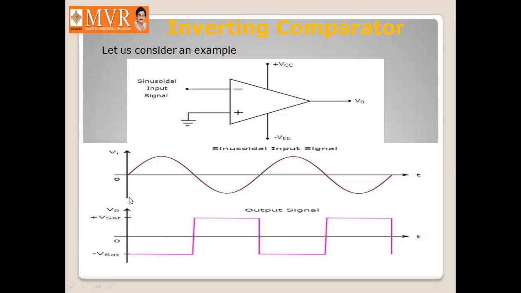When the sinusoidal input signal is at a positive excursion, that is during the positive half cycle of the sinusoidal input signal, the output will be at minus Vsat. You can observe that the output is inverted with respect to the input signal. As here we are using the op amp as an inverting comparator, the output will also be inverted. So this is the output we obtain for the inverting comparator.